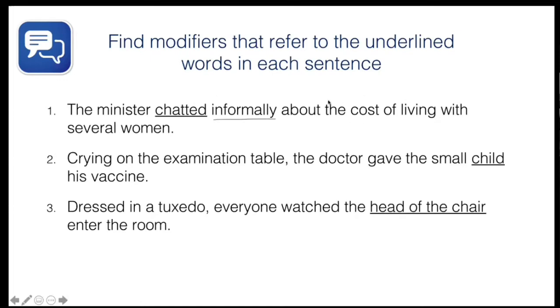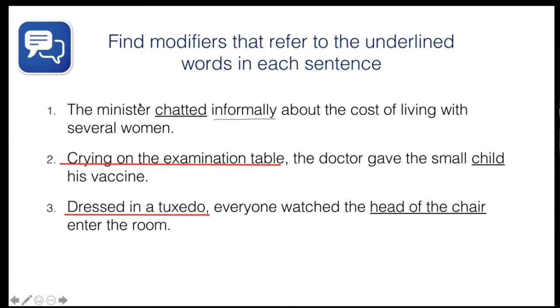He chatted about cost of living with several women, right? What about the modifier in the second sentence? Yes, crying on the examination table. And in the last one, dressed in a tuxedo. So what do we see? We see that modifiers exist and that they are in the sentence, but they are far away from the word that they modify, right? Do all three sentences seem all right to you?